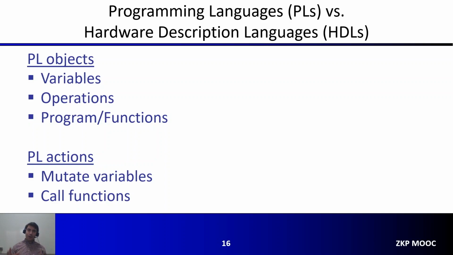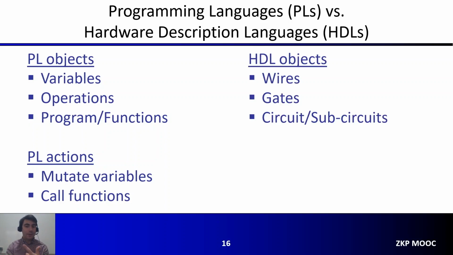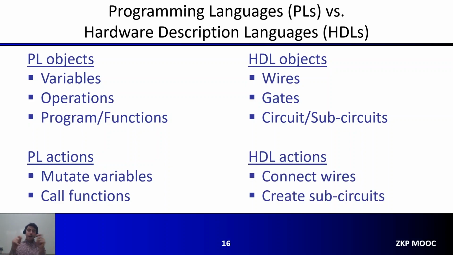But in an HDL, the objects and the actions are very different. HDLs are all about describing circuits. So the basic objects are wires, gates, and circuits or subcircuits. And then the kinds of actions that you can do, you can't mutate things, you can't call functions. All you can do is connect wires, and you can create subcircuits, and then perhaps connect your wires to the wires of the subcircuits. HDLs are so different from PLs because they were originally designed for a very different purpose.